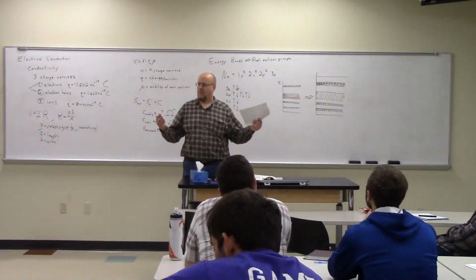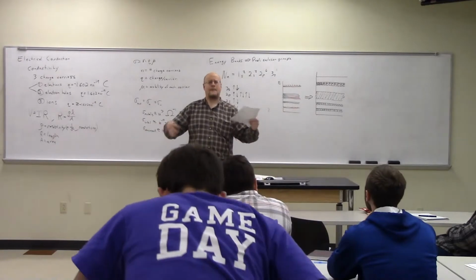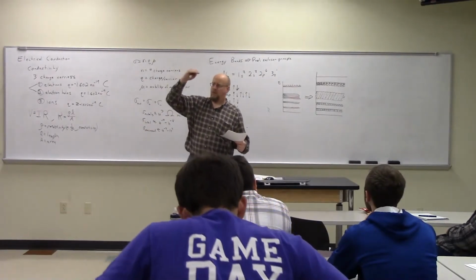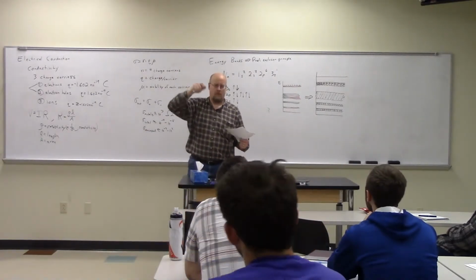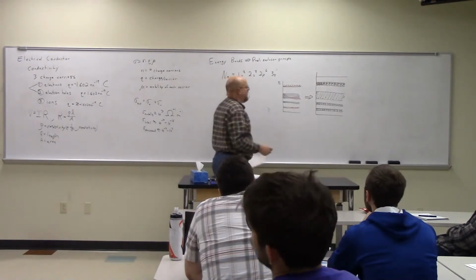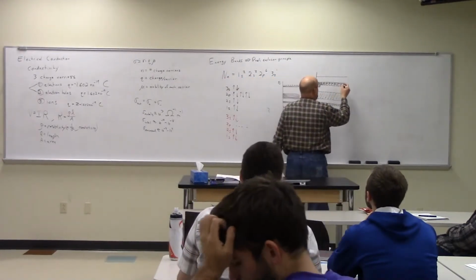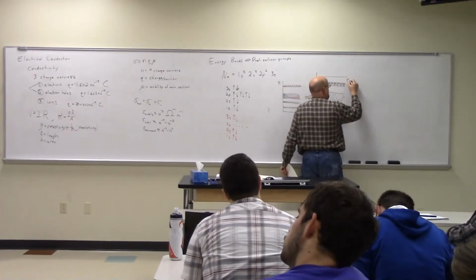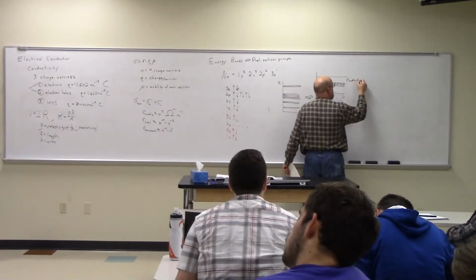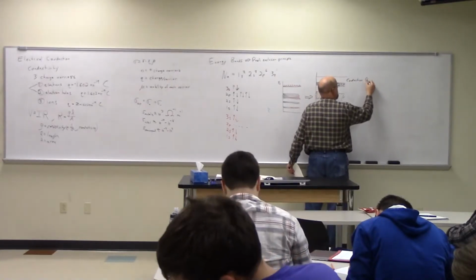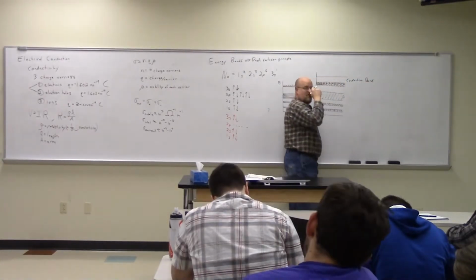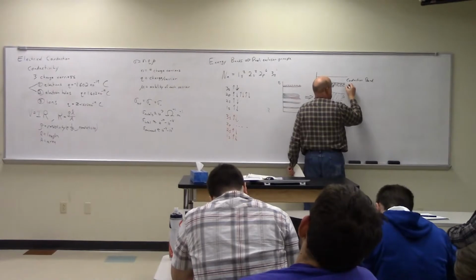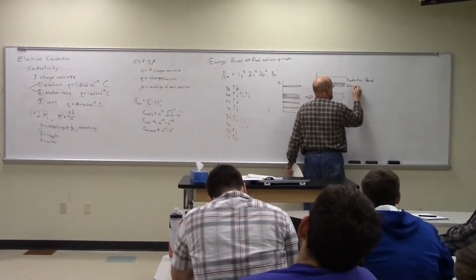Does that make sense to everybody, the general idea? For conductivity, I need to have some place for that top electron to go. We call these, by the way, in this case for magnesium, the 3p the conduction band, and the 3s the valence band.